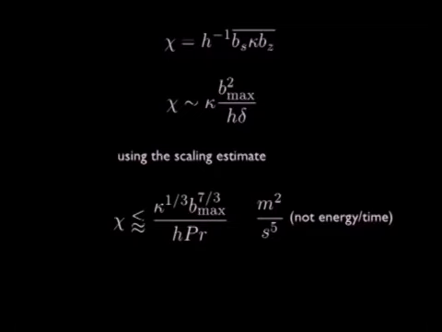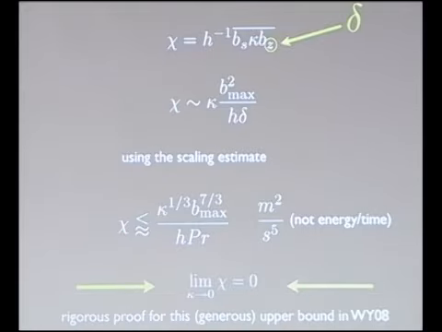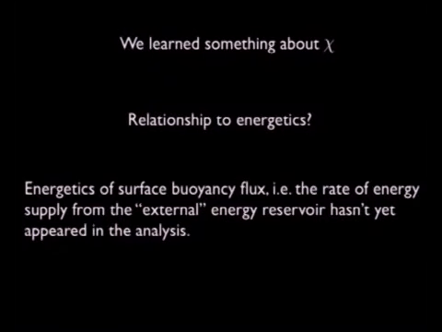Using the scaling estimate, just putting it back into the chi expression, I get an expression for chi, and it goes like kappa to the 1/3. Okay, this is great, this is telling me something about mixing, this is telling me something about irreversible diffusion, but I'm not working in units of energy per unit time, and this is a little disturbing. I want to get back to the energetics part of this problem.